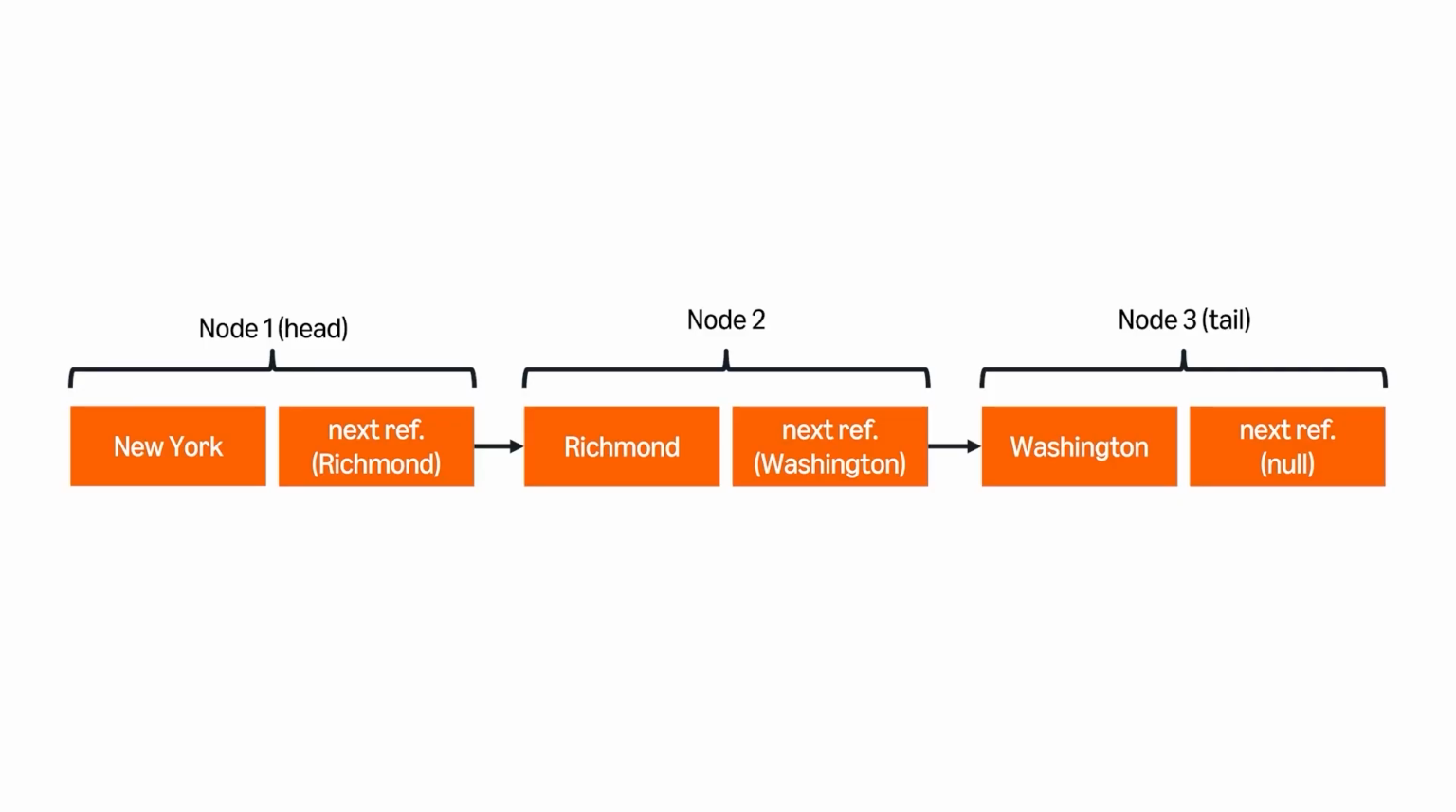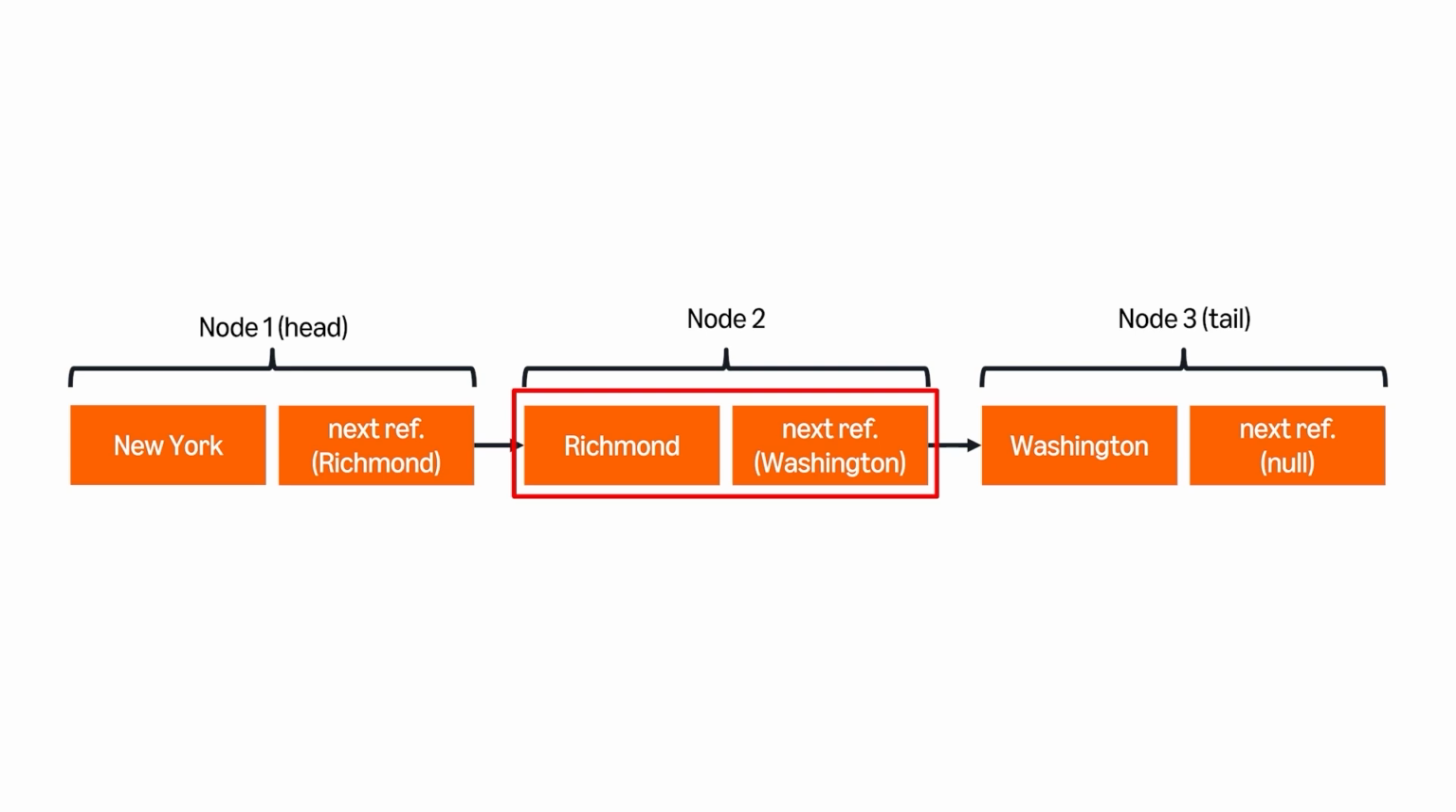Initially, your route starts in New York, stops at Richmond, and then heads to Washington. Remember, each city is a node, with data representing the city's name and next showing the link to the next city. To update it, locate the node containing Richmond and change its data to Philadelphia.